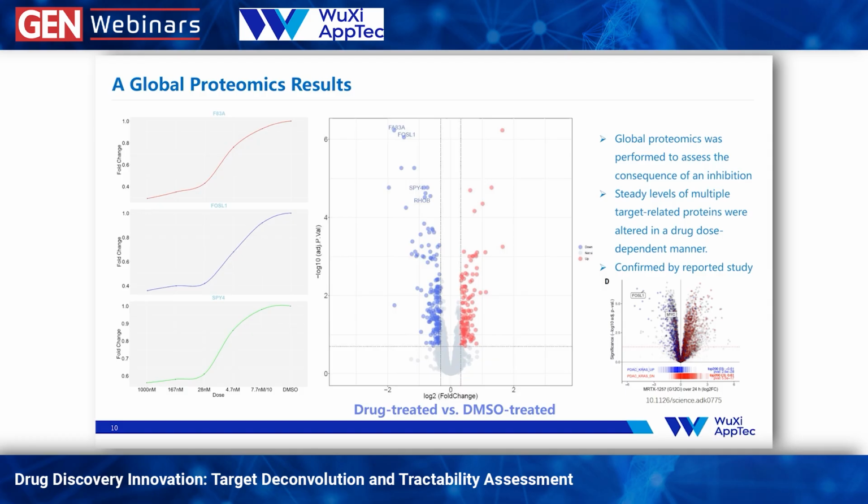In addition, global proteomics is also compatible with reversible compounds. Also, as we can see, FOSL1 protein and some other proteins regulated by FOSL1 were downregulated upon treatment. A recent Science report also reached a similar conclusion, but at the transcriptomics level. This also suggests omics techniques are reliable across different labs.